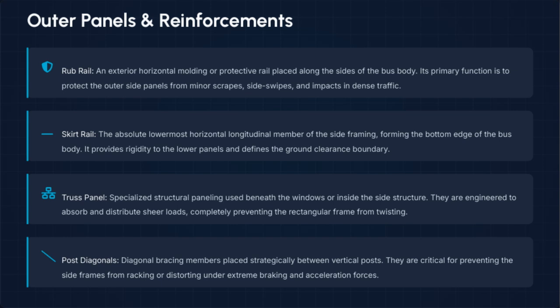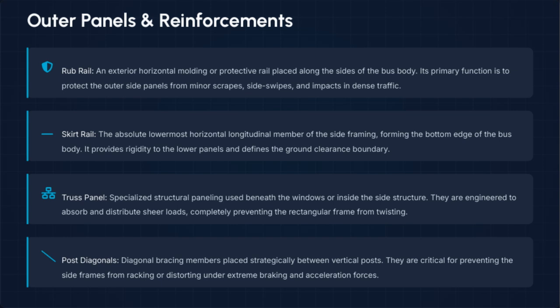Now, moving to the skirt rail. This is the lowermost horizontal member along the side of the bus, forming the bottom edge of the body. The skirt rail provides additional rigidity to the lower panels and also defines the ground clearance boundary, ensuring the bus sits properly on the road. Finally, let's talk about the rub rail. This is an exterior horizontal molding or protective strip along the sides of the bus.